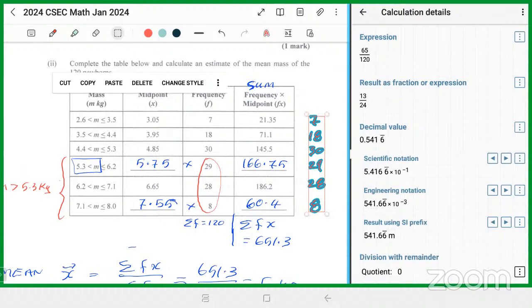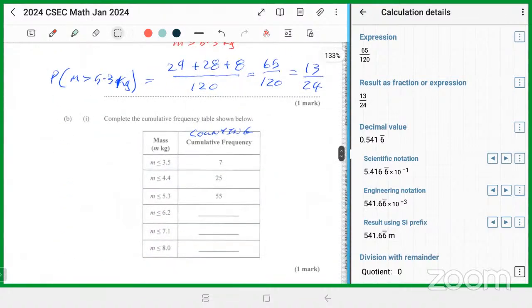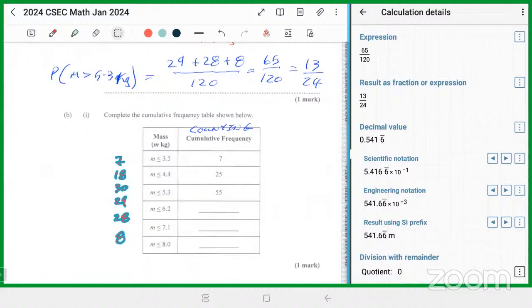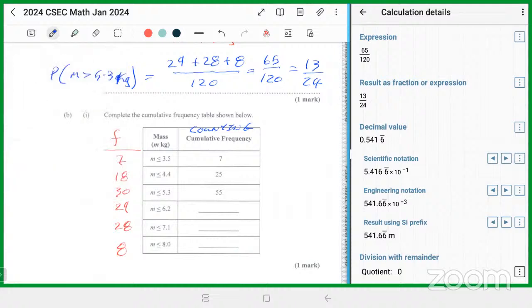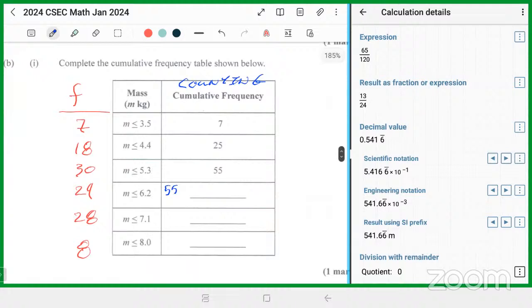I have to copy that, paste it down here on my table. These are what I need to add. All right, so these would have been my frequency values, just extending them down here. So I'm adding those up. My next value here would have been 55 plus 29. These three would have already added to the 55 there. So this would be 55 plus 29. I can work that out.